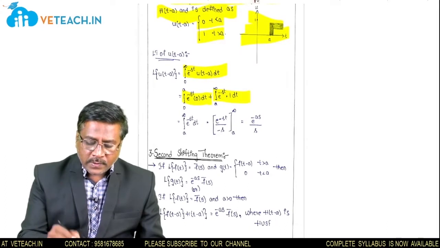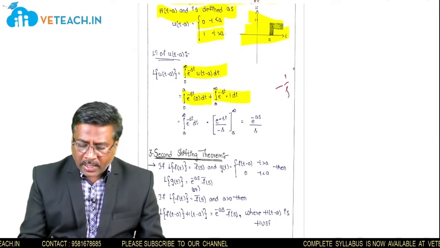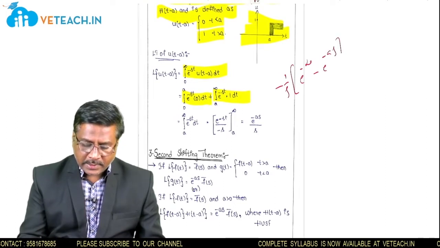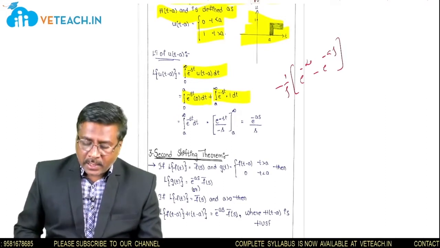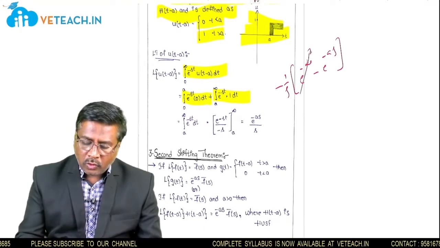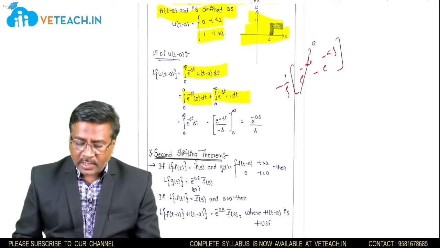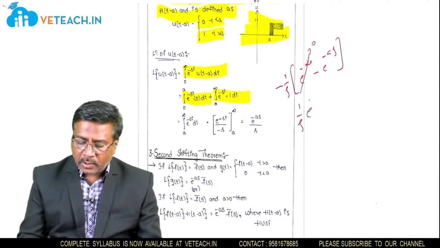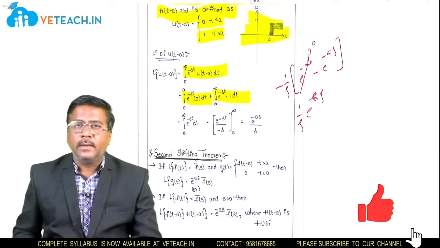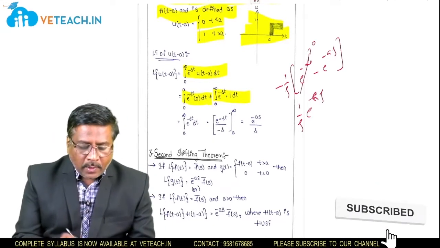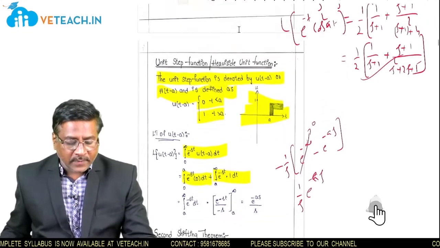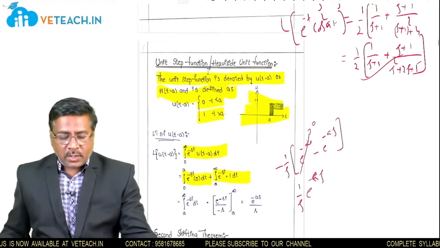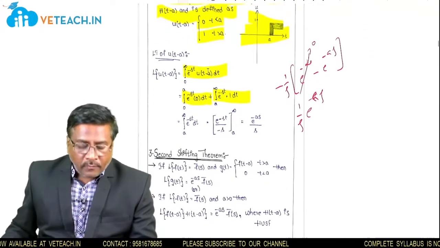Take the upper and lower bounds, that is equal to minus of 1 by s into e power minus infinity minus e power minus as, because we can replace t by a. Then e power minus infinity is 0. So that is equal to plus 1 by s into e power minus as. Well, if you catch my point, this is the Laplace transform of the unit step function or impulse function. In some of the textbooks this may be given the name impulse function also. So this is important for the 5 marks.